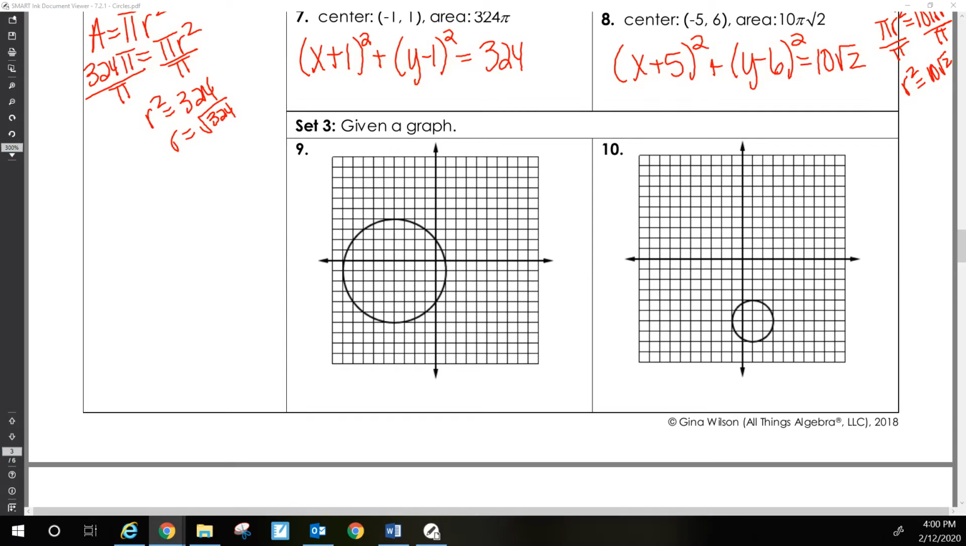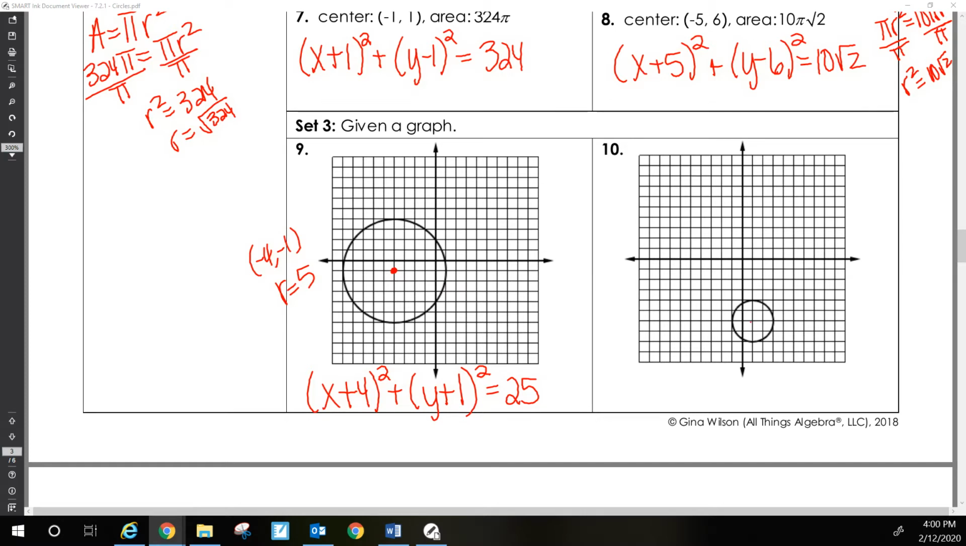So it looks like our center is right about here. All right, where is that center at? That's at -4, -1. And then my radius would be 1, 2, 3, 4, 5. Good. So my equation for this guy is going to be x minus a minus 4, which will be x plus 4 squared, plus y minus minus 1, which is y plus 1 squared, is equal to 5 squared, which is 25.